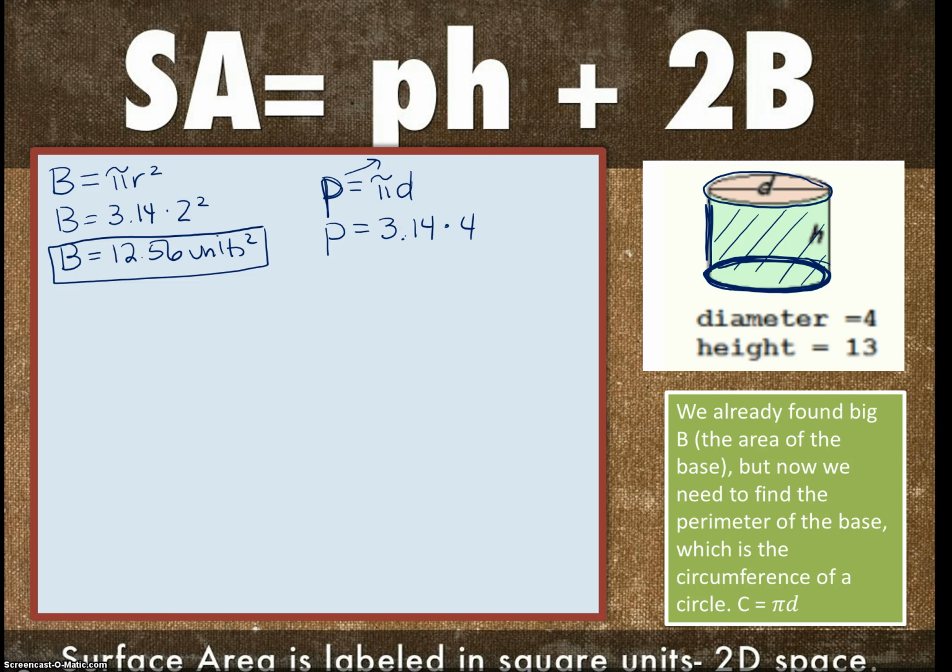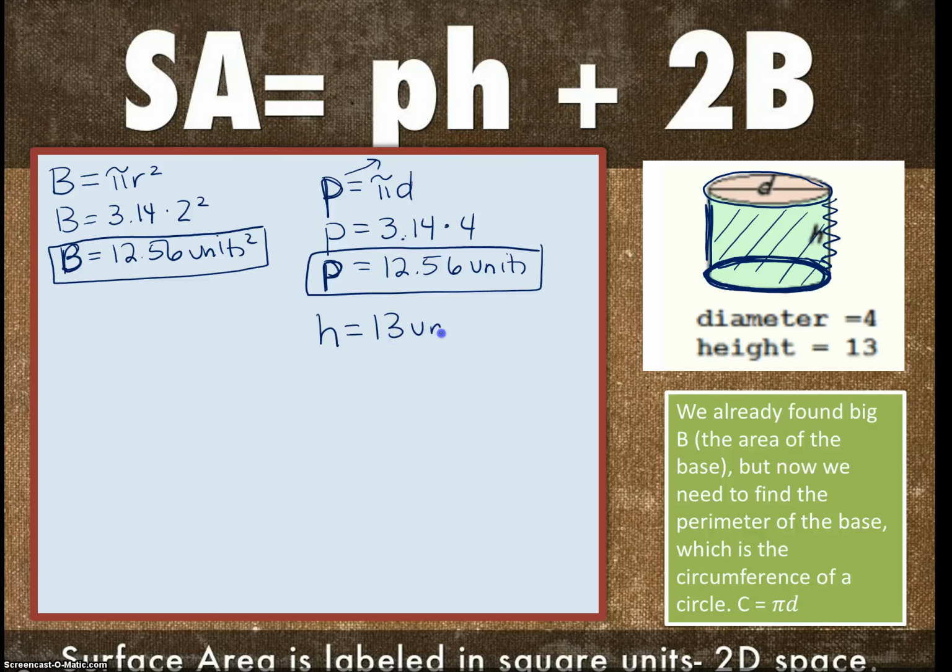So you go to your calculator, or you could do this in your head. Maybe some of you get 12.56, and this is just normal units. So now you have big B, and you have the perimeter. The height is a number that you haven't used yet, and you found it the same way as you found volume. The height here is 13 units, and now all you have to do is show substitution.